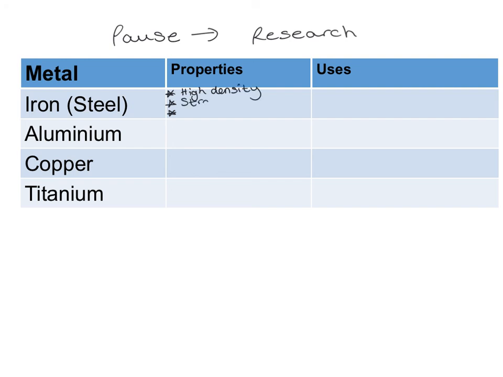strong, okay, resistant to high heat. So they're their properties. Uses, iron tends to be used in bridges, large-scale structures.